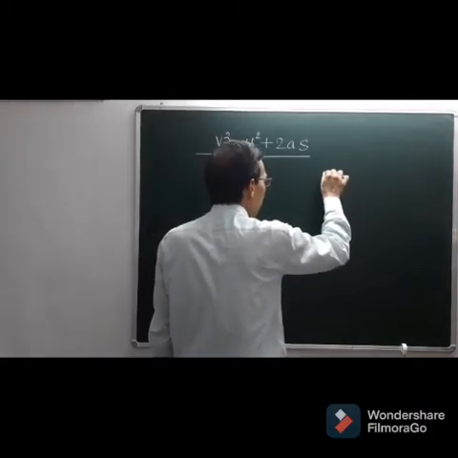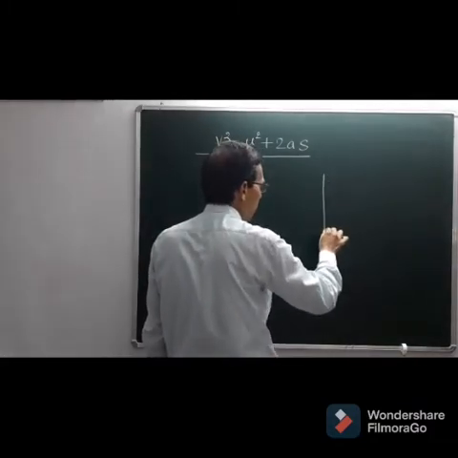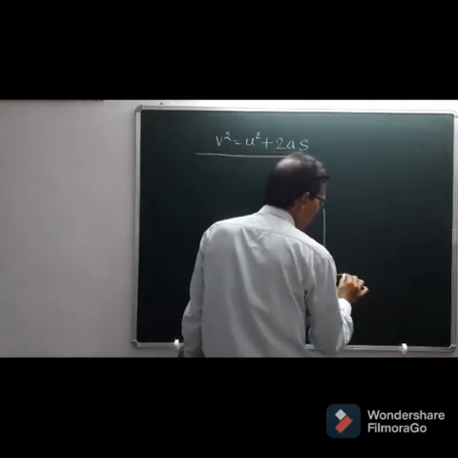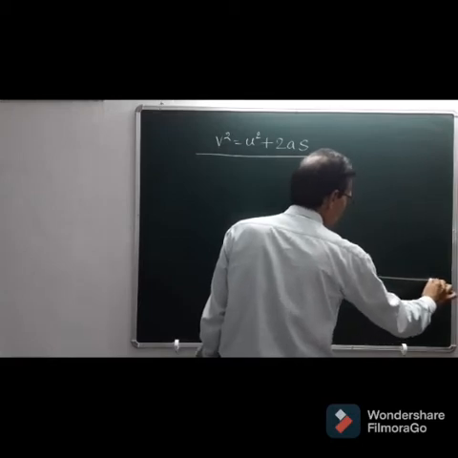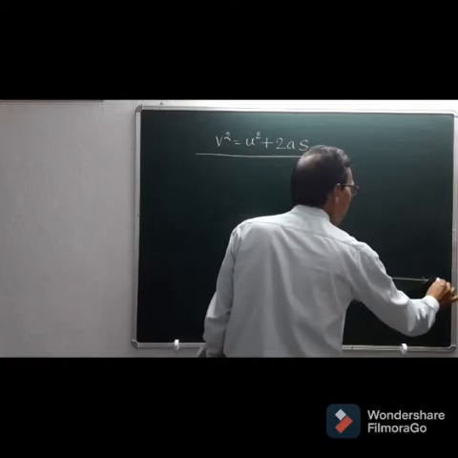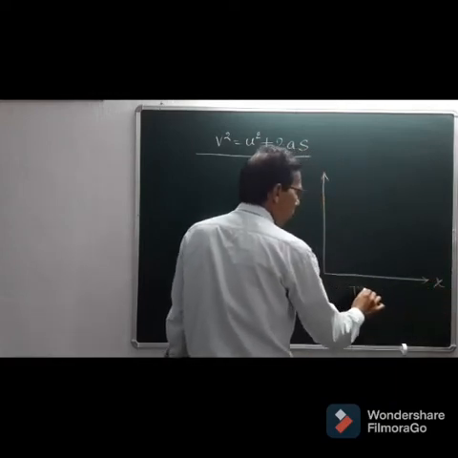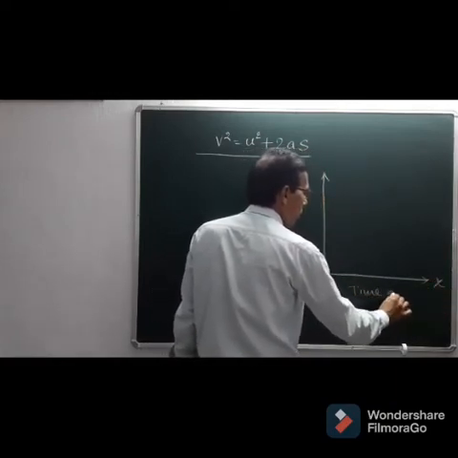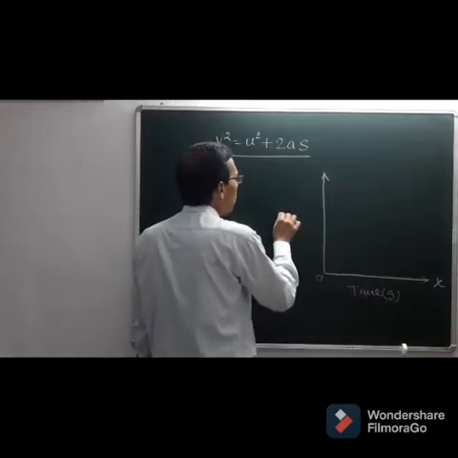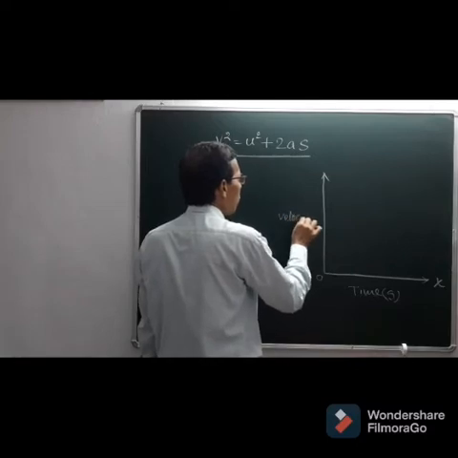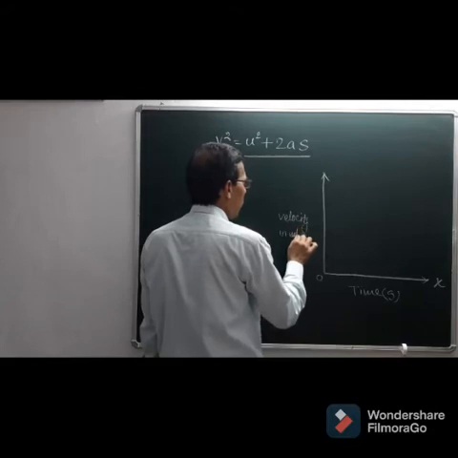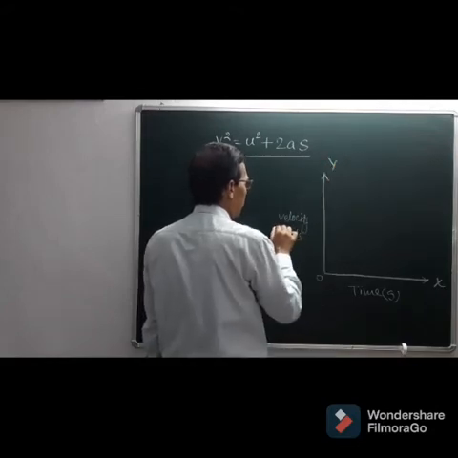First we plot a graph between distance and time. Time is taken along the x-axis and velocity is taken along the y-axis.